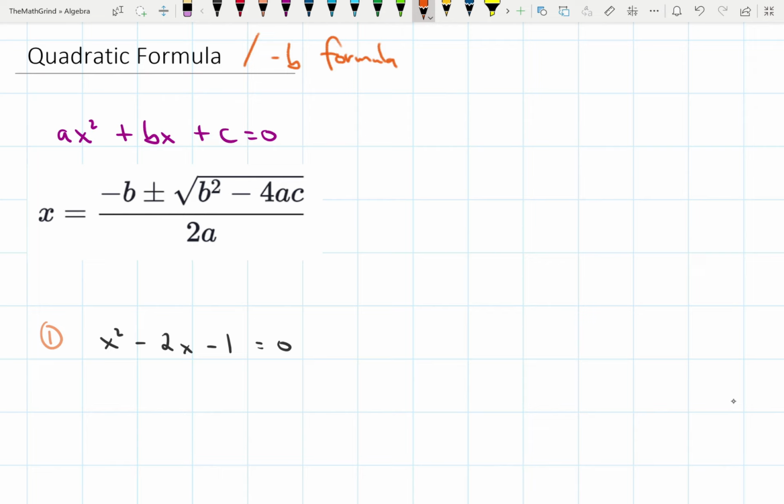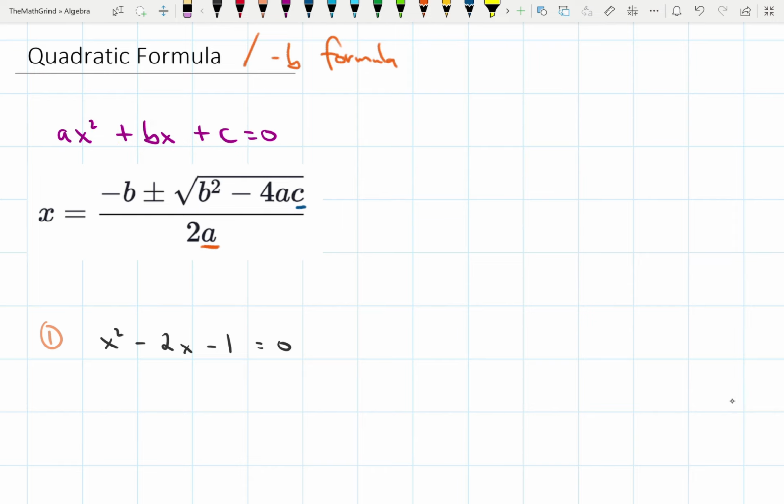You can see the formula here has b's, a's and c's in it. So whatever the coefficient is of the x squared, that's your a value that you sub in. Whatever is the coefficient of the x, that is your b value that you sub in. And whatever is the constant value, if you have one, in a quadratic equation is your c value that you sub in. So with that in mind, we're just going to go straight into two examples.